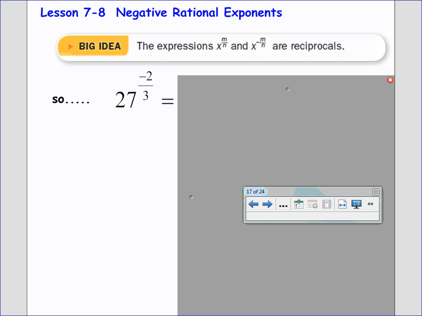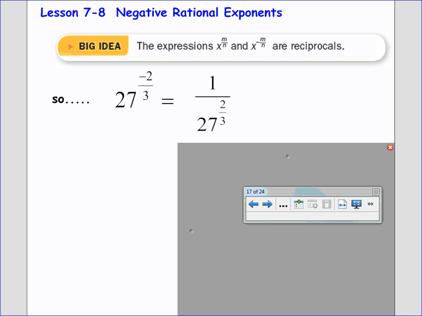So here we go. If I were to evaluate 27 to the negative 2/3, I'll first rewrite that as 1 over 27 to the positive 2/3. So negative exponent, we hop the line and change the sign on the exponent. That is, we take the reciprocal of the base and rewrite to the positive exponent. So those are equivalent.